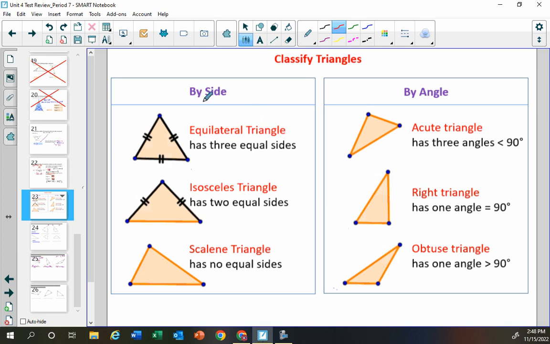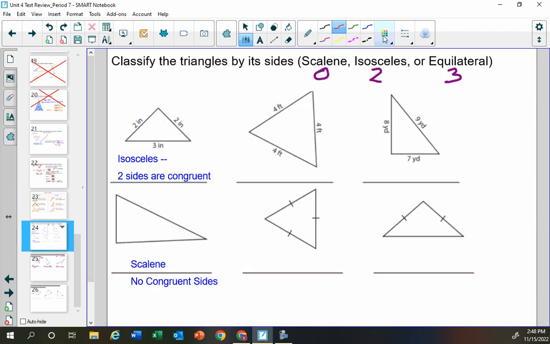We classify either by the sides. Again, all three sides are equal: equilateral. Isosceles, two equal sides. Scalene, no equal sides. Or we're going to do it by angle. Acute angle, all three angles are less than 90. Right angle has exactly one 90-degree angle. Obtuse, a greater than 90-degree angle.